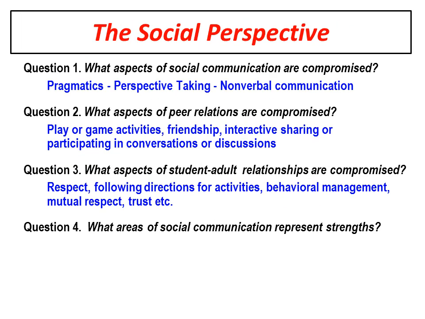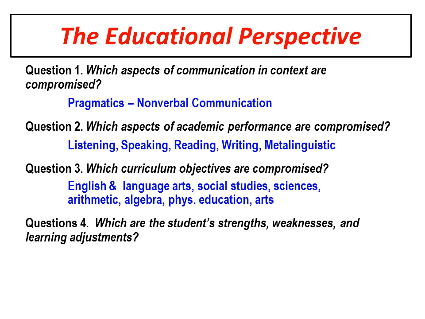Then we have an educational perspective. What aspects of communication and context are compromised, such as pragmatics or nonverbal communication? What aspects of academic performance are compromised in listening, speaking, reading, writing, and today especially in metalinguistic competence, the ability to think about what you're thinking about? Question 3, what curriculum objectives are compromised? All the different aspects of the curriculum, because you have to relate this there. And lastly, what are the student's strengths, weaknesses, and learning adjustments? We'll talk about them later when we do the case studies.